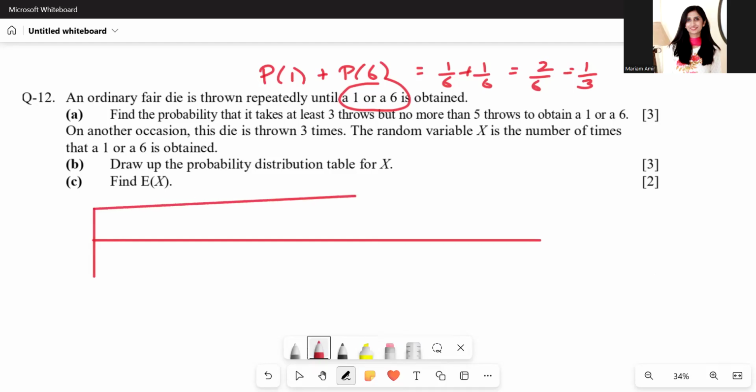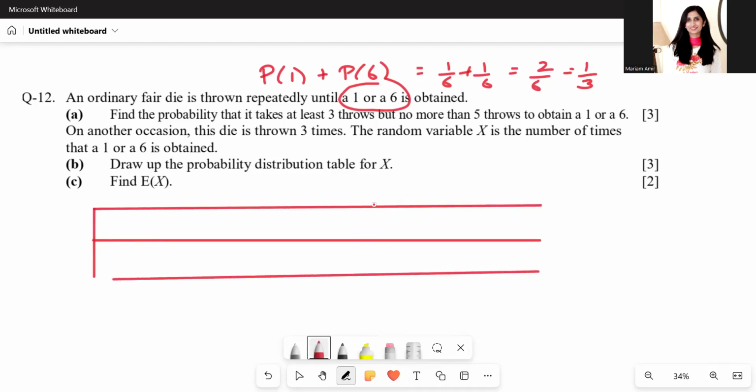And we have to draw a probability distribution table. For this, we'll write x here and probability x equals 1. So we're going to first write 0, that when a dice is thrown 3 times, 0 times a 1 or a 6 is obtained. And then we'll write 1, that when a dice is thrown 3 times, 1 time a 1 or a 6 is obtained, then 2 times, and then it could happen 3 times.